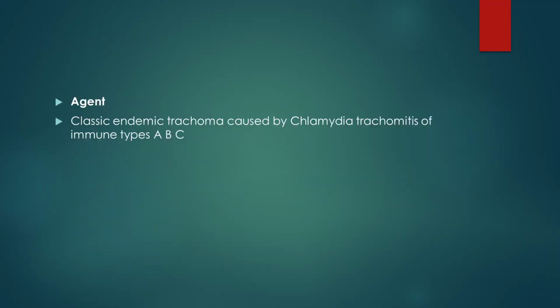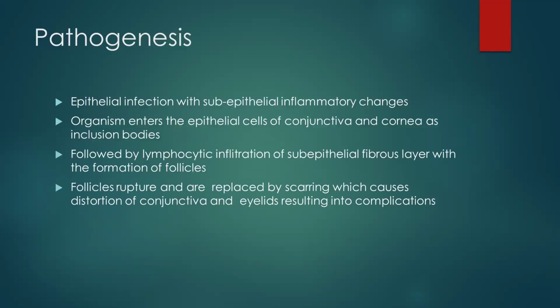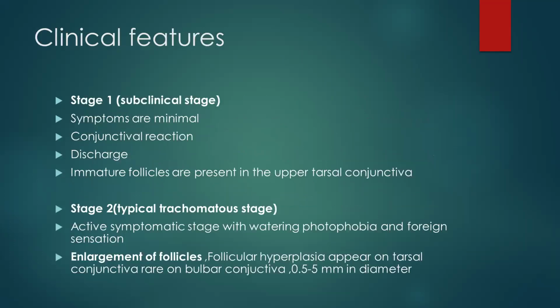Okay, so the pathogen is Chlamydia trachomatis, and it has further subtypes, which are Chlamydia trachomatis type A, type B, and type C. So, talking about the pathogenesis, it is an epithelial infection with subepithelial inflammatory changes. The pathogen enters the epithelial cells of conjunctiva and cornea as inclusion bodies, followed by lymphocytic infiltration of subepithelial fibrous layer with formation of follicles. Follicles rupture and are replaced by scarring, which causes distortion of conjunctiva and eyelids, resulting in complications.